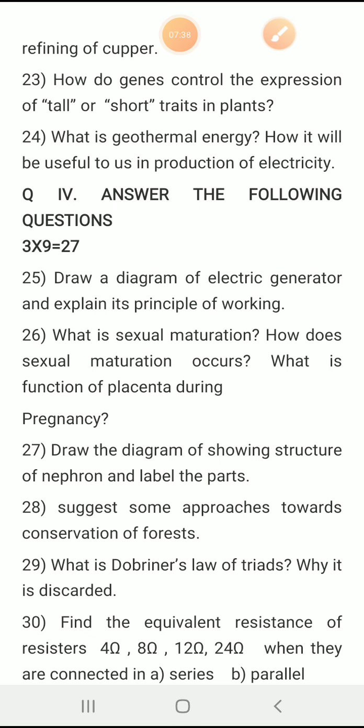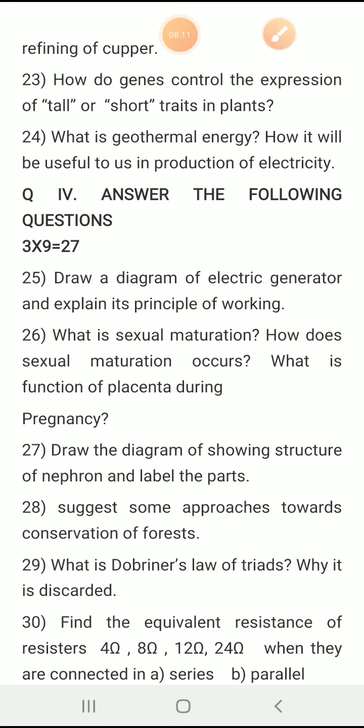And next, the fourth main question is: answer the following questions, 3 into 9. So 2-mark 8 questions, 3-mark 9 questions, which are 27 marks total. So the next question is: draw the diagram of an electric generator and explain its principle of working, right? So we need to draw the diagram, and we need to explain its working. Children, here you are asked for the diagram along with the explanation.